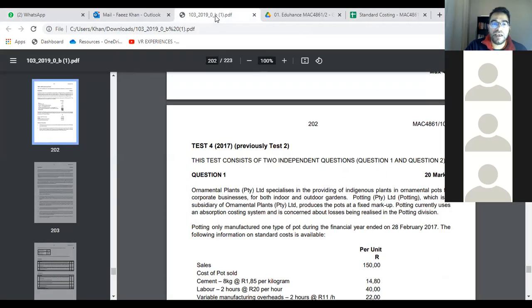Yeah, so I'm going to save it as cut letter 103 2019 Mac 4861. Okay, so it's Mac 4861 cut letter 103 2019. So it's test 2 2017. Okay, so you can work through that. So come prepared for that class. By Thursday I'll tell you the exact date we're going to have the class.